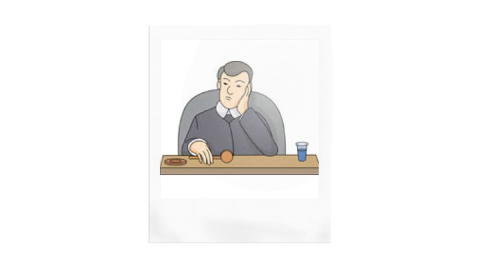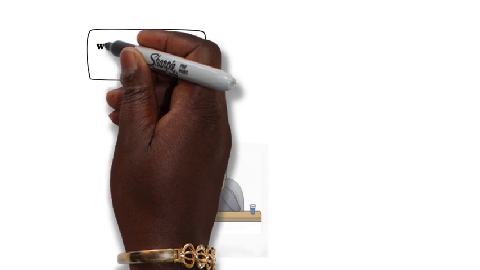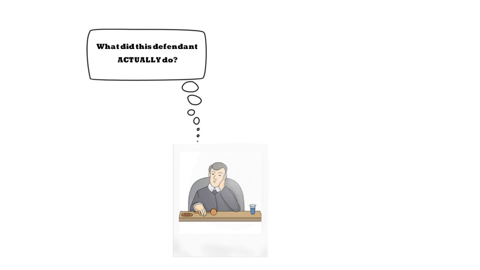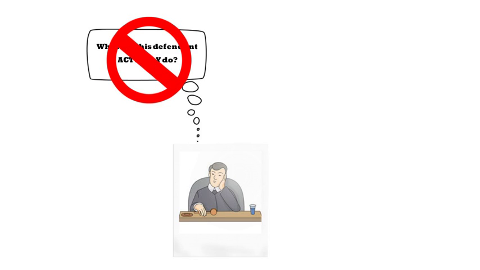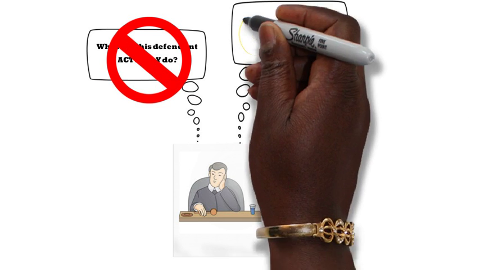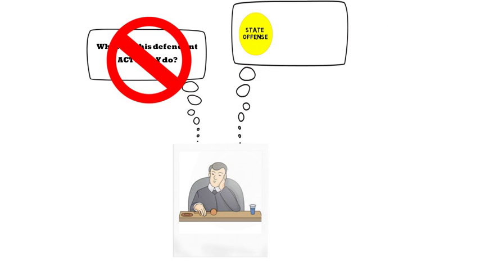The categorical analysis does not consider the facts of what the individual actually did. The actual facts of the case are irrelevant to the analysis. The only question is whether the minimum conduct required to convict someone under a particular offense necessarily meets all the elements of the federal offense category.